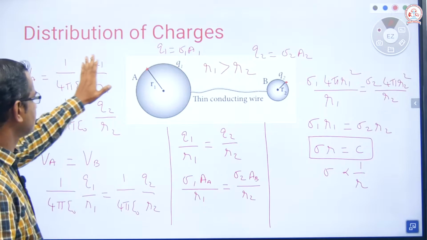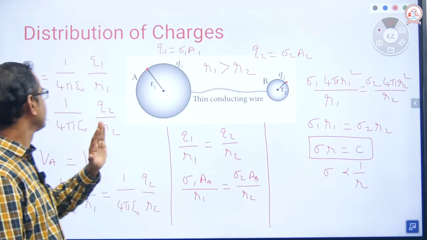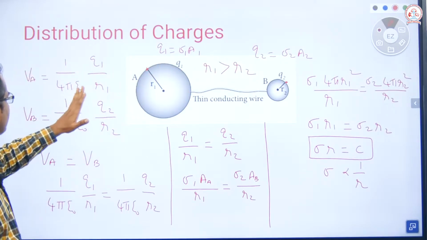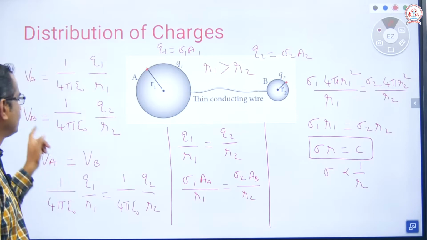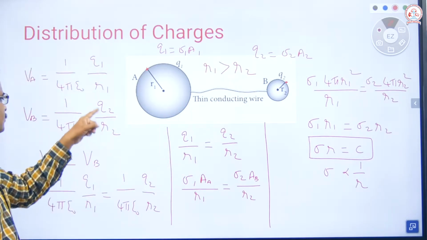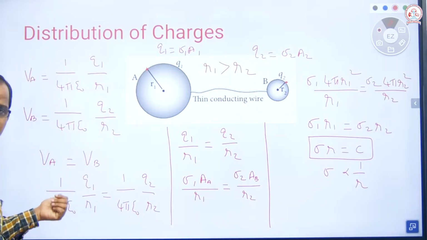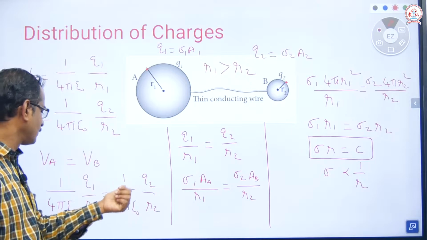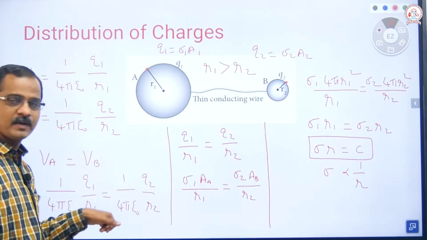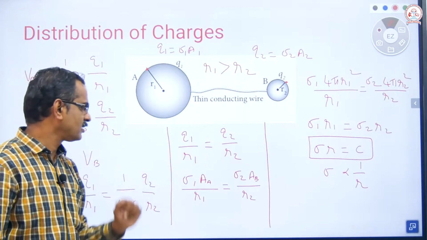This is about distribution of charges on metallic spheres when they are connected. Potential on the surface of sphere A is 1 by 4 pi epsilon naught q1 by r1. Potential on the surface of B is 1 by 4 pi epsilon naught q2 by r2. VA equal to VB, then we write 1 by 4 pi epsilon naught q1 by r1 equal to 1 by 4 pi epsilon naught q2 by r2. 1 by 4 pi epsilon naught gets cancelled. Then q1 by r1 equals q2 by r2.